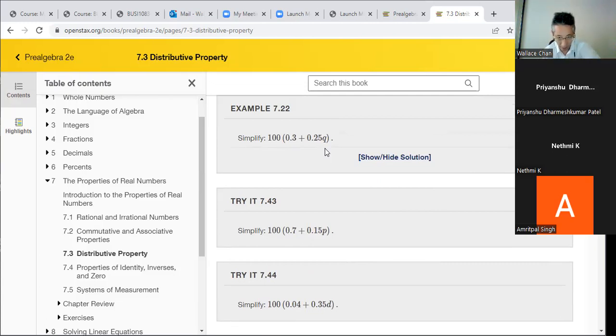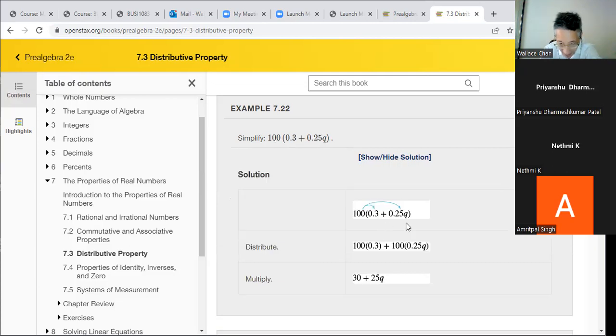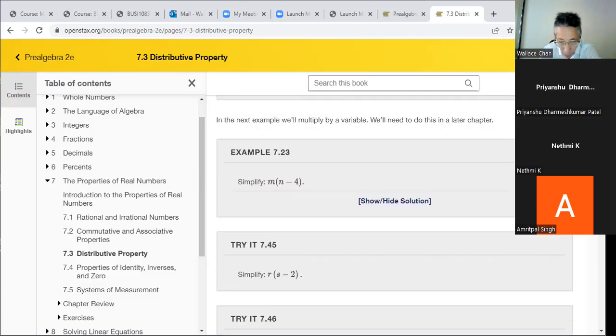Now, this one is interesting because we're dealing with 100, right? When you multiply a decimal number by 100, all you need to do is move the decimal 2 places to the right. So 0.3 times 100 is 30, and 100 times 0.25 is 25. So 30 plus 25. This one has no variable, so it's 30 plus 25. I'm pretty sure you should be able to handle this. It's just that sometimes you need to be careful regarding your calculation.